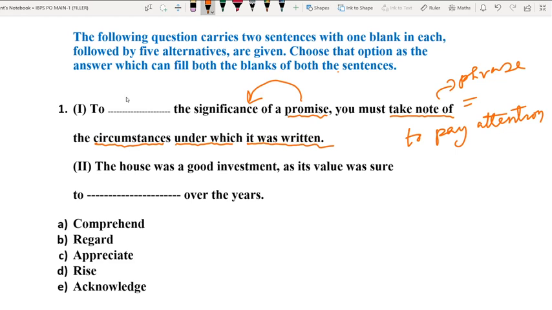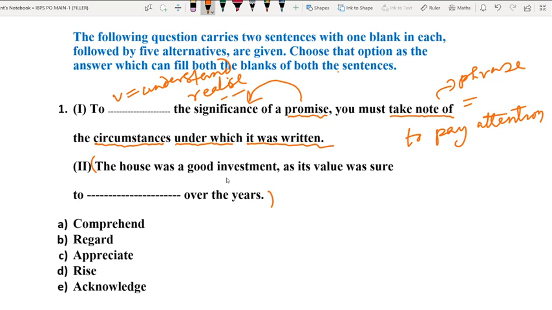So my dear friends, you must have understood thoroughly. In the first blank, we need a verb which means to understand, okay, to realize. Clear? So now we are going to the second blank, and let us see the second sentence as well. Let us read it out from the beginning to the end.